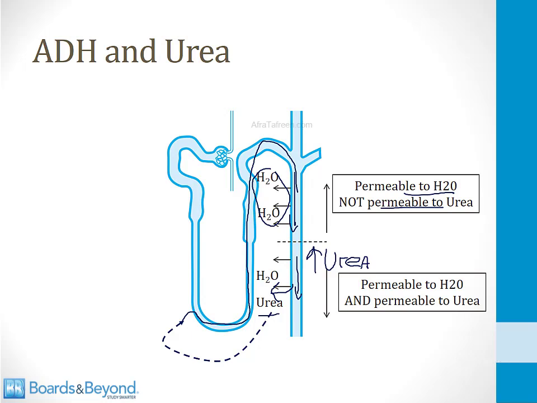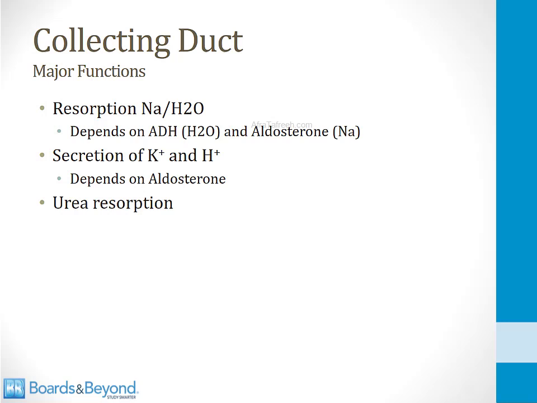But the key point here to remember is that urea is reabsorbed in the collecting duct, that it is influenced by ADH, and that urea is a very important osmol for maintaining those high osmotic gradients that you need out here in the medullary interstitium so that water can be reabsorbed. So here's a summary of the major functions of the collecting duct. It reabsorbs sodium and water, and this depends on ADH for water reabsorption, and it's under the influence of aldosterone for sodium reabsorption. The collecting duct also secretes potassium and acid, and this depends on aldosterone, and the collecting duct is also important for urea resorption.